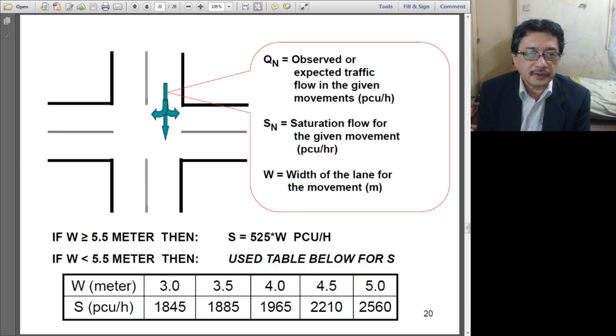For example, if the width of the lane for the movement is more than or equal to 5.5 meters, then the saturation flow is determined by the formula S equals 525 multiplied by W, which is the width of the lane for the movement. However, if the width is less than 5.5 meters, then the table as shown in the slide is used. For example, if W equals 3.5 meters, then the saturation flow is 1,885 passenger car units per hour.